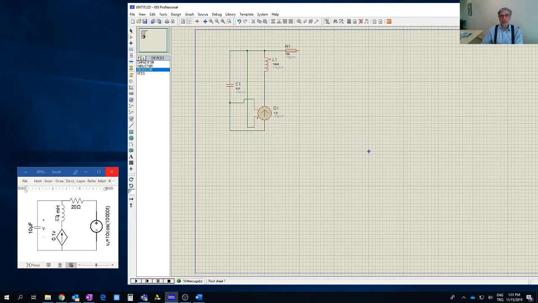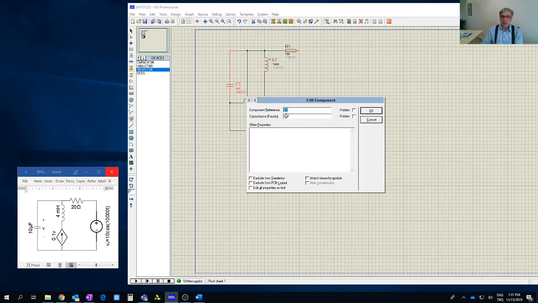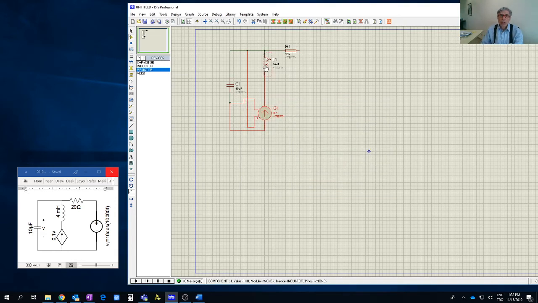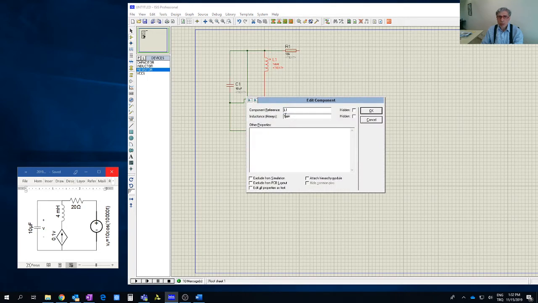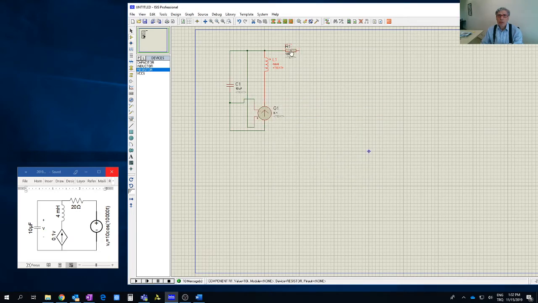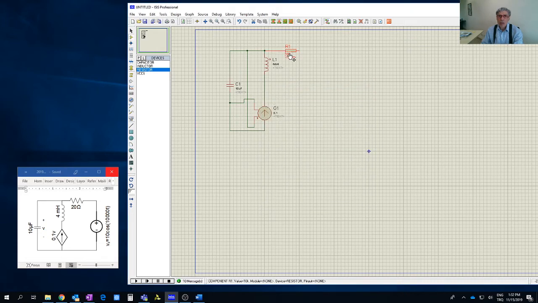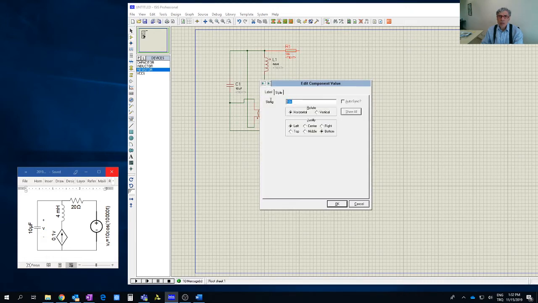We have done all those, so let's choose the parameters now. Capacitor is 10 microfarad. It is just 1 microfarad here. I made it 10. Parameter for the dependent source is 0.1. Okay. Inductor, it says 1 millihenry. We'll make it 4 millihenry for our case. And resistor, it says 10 kilo-ohm here. We're going to make it 20 ohm here.